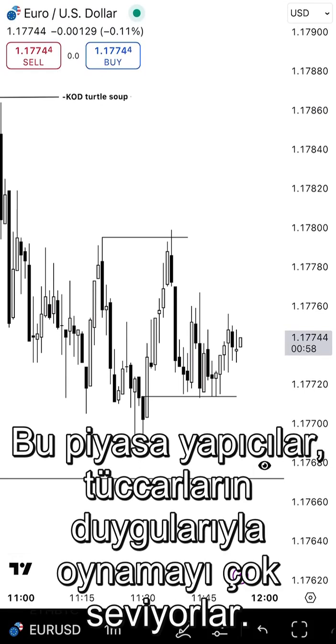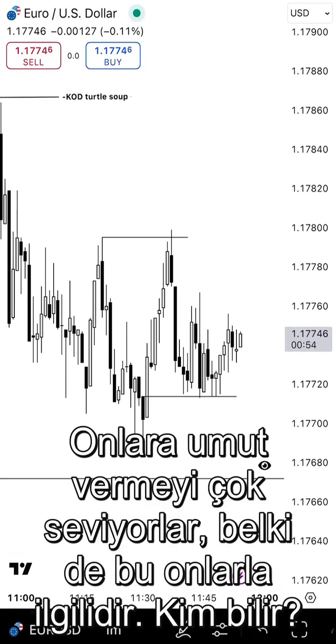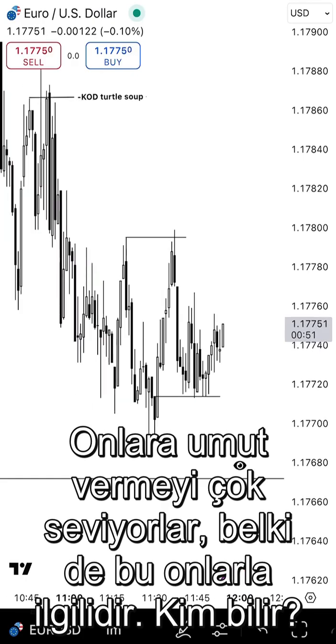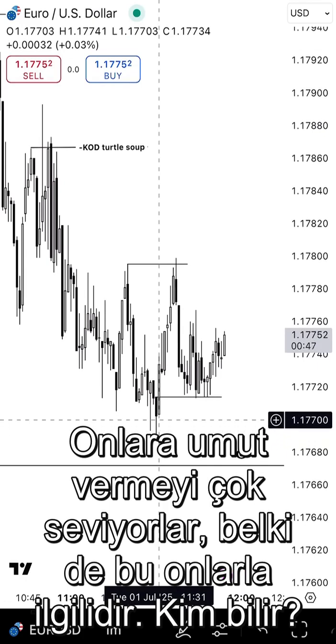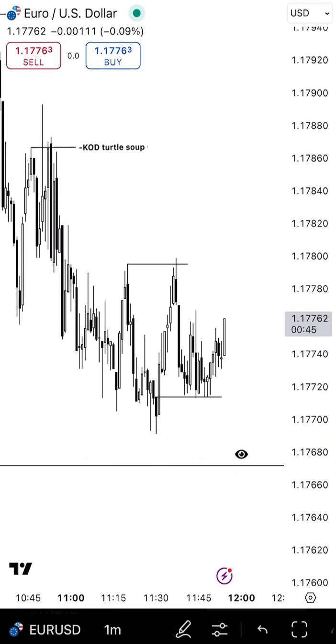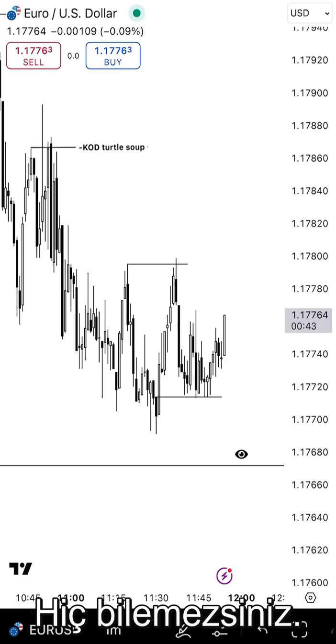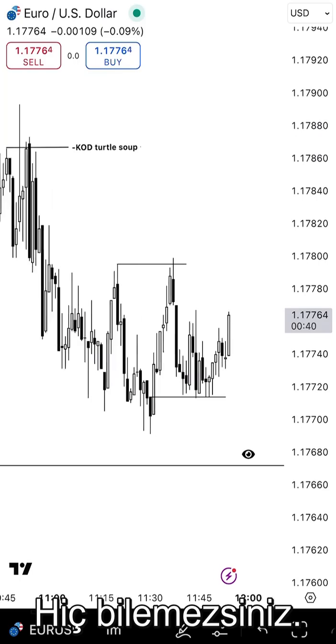They just love playing with the emotions of the traders, these market makers. They just love giving them the hope that, perhaps, it is a bottom. Who knows? You never know.